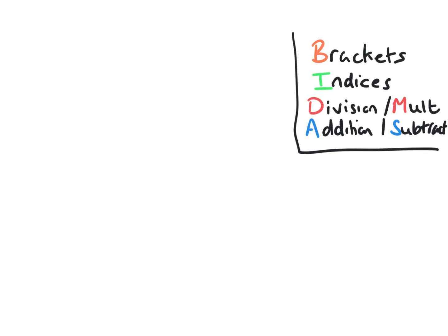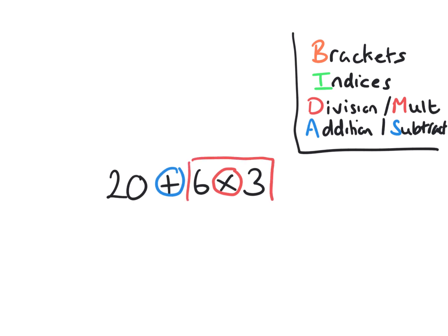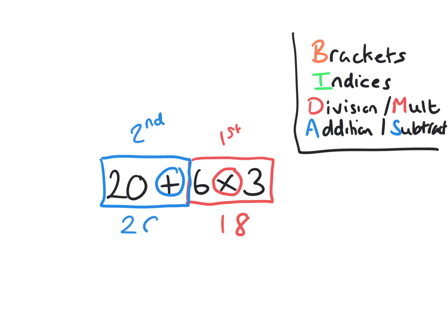Okay, and for the next example, we're going to use addition and multiplication. And again, instead of just beginning on the left-hand side and working our way through the calculation, we can see that the multiplication has greater priority than the addition. It comes first in the list. So we need to perform this part of the calculation first. So 6 times 3 is 18. Then the second part is the addition. So that's 20 plus 18 to give us a grand total of 38.